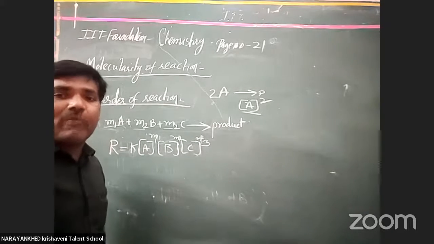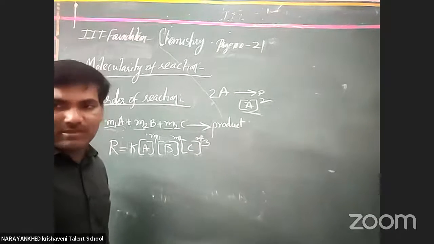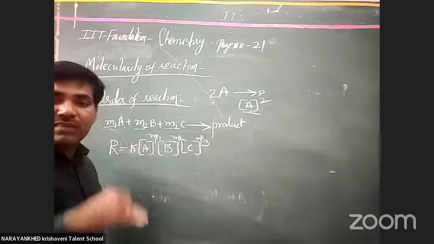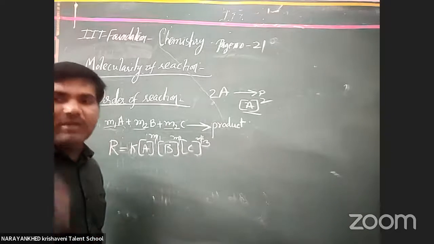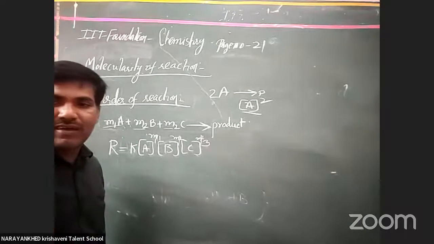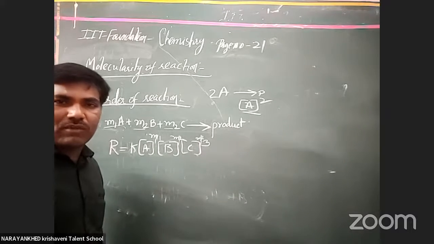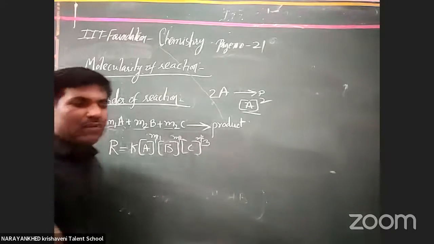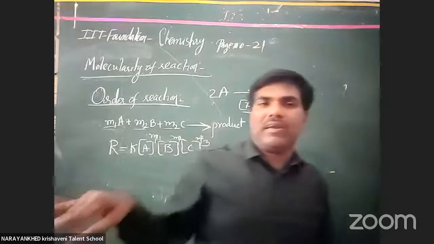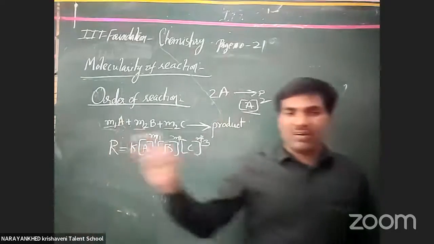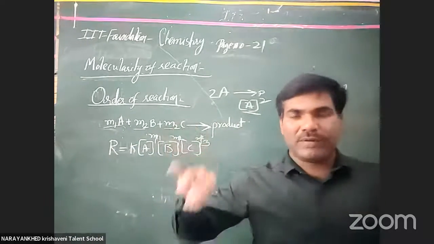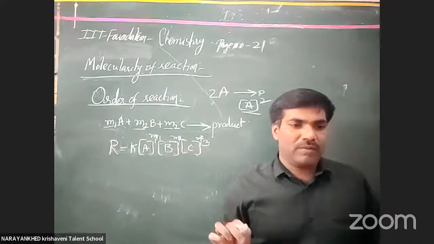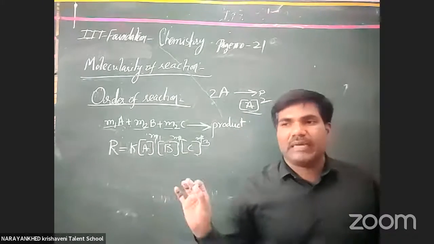Why? Because molecularity is a theoretical concept, while our order is determined experimentally. Depending on experiment only, we consider that order. Which order gives which products is totally dependent on experiment only. The order does not depend on the theoretical value.